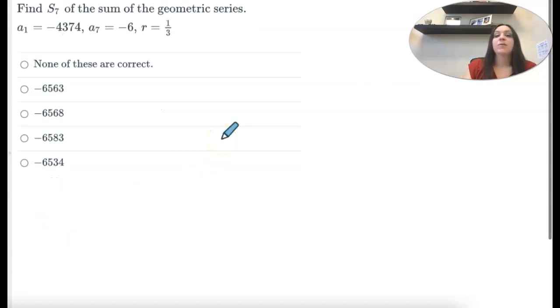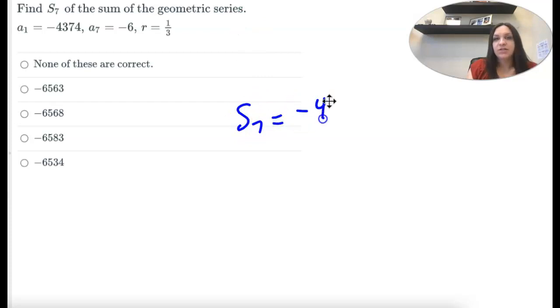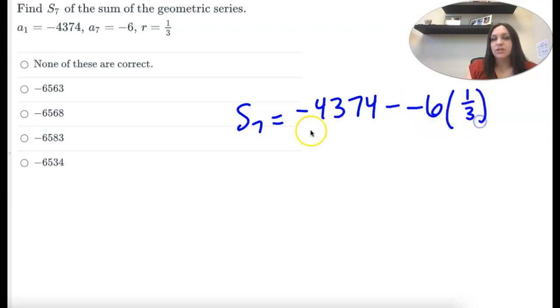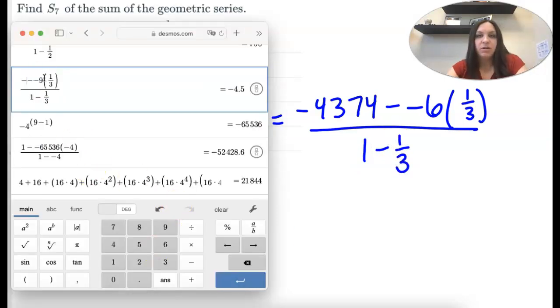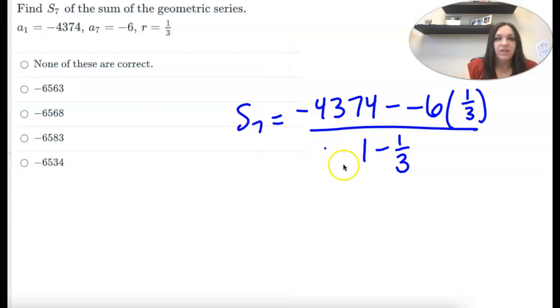Okay, last one. I want to find the sum of the 7th. So I take the 1st term minus the 7th term times the ratio, which is 1/3. Again, I have 1/3 a lot, so I'm just going to keep changing this one. That's negative 6558. Again, not there. Okay, that's it for that one. Good luck.